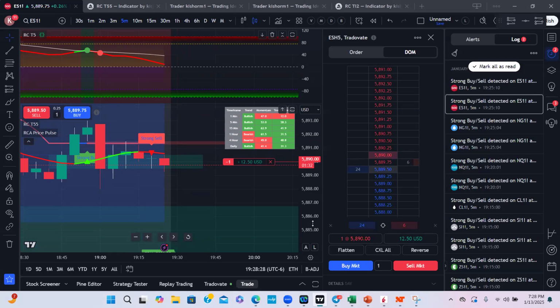So we have NQ short and then we have ES short. Always wait for the notification. Whenever you receive the notification, you just check whether your conditions are satisfied or not.